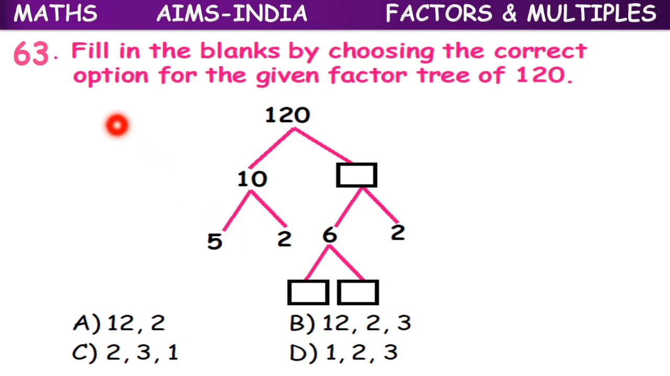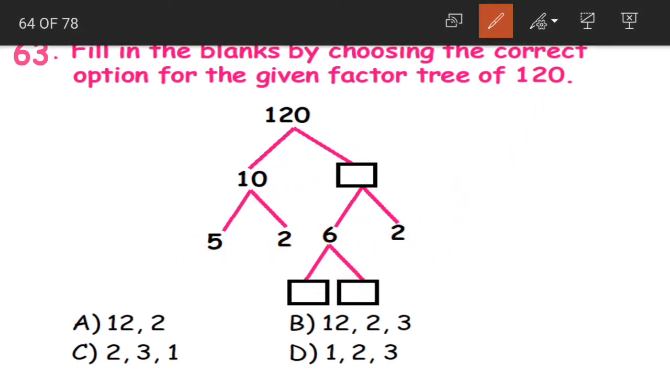Next, fill in the blanks by choosing the correct option for the given factor tree of 120. Now what is this factor tree? Prime factorization. If you look at 120, how can we get 120? 10 into 12. Now again 12 is divided into 6 into 2. And how to get 6, children? We have 3 2s are 6, or say 2 3s are 6.